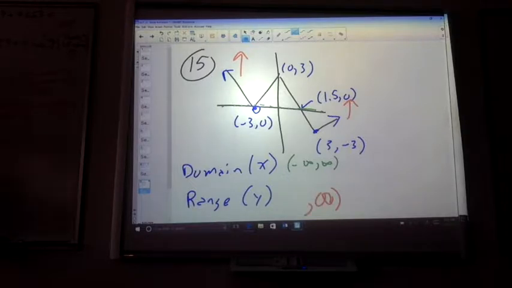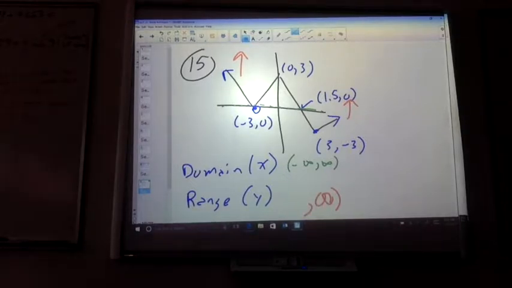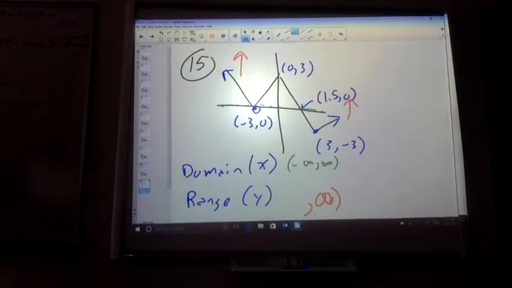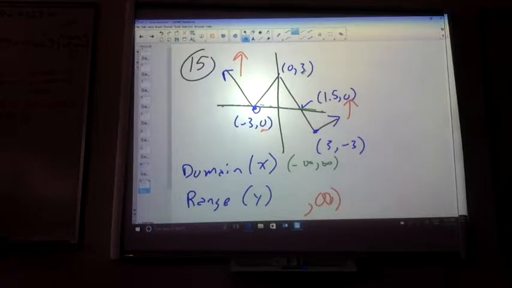But what does it look like our lowest y value would be? And before you answer that, let's determine all of our y values. I have a y value here, y value here, y value here, and a y value there. So what's the lowest y value that we have? -3. And do we include it? Is it a point there? Yes. So it's a square bracket.